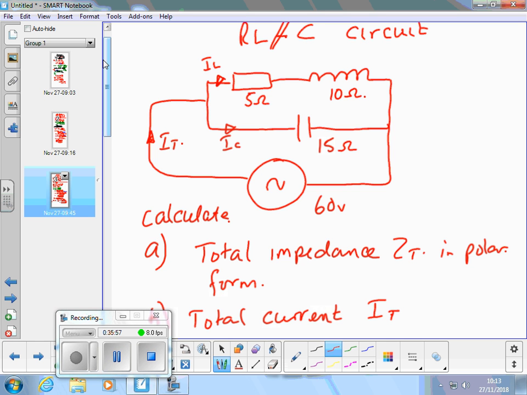Now, the voltage across the capacitor and the resistor inductor in series is the supply voltage, because they're in parallel. Voltage is the same, isn't it?